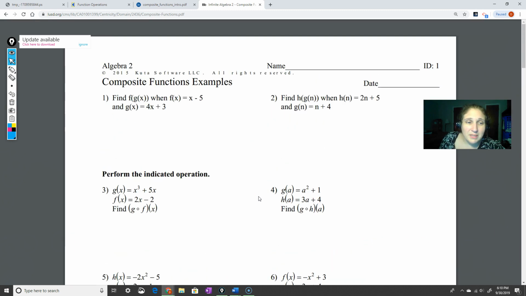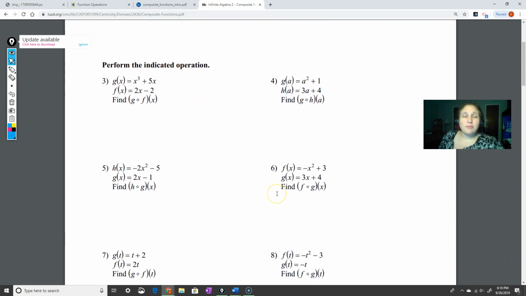Now, sometimes you need to perform the operation first before you can keep going. So let's take a look at what that would mean. Here, it's super cut and dry. G of f of x. So that means I'm going to take f, and f is going to go inside g. So first, I have to figure out what f is. Well, how do I figure it out? I use that letter. So here, this is the same thing as saying 2x minus 2. And that is going to go in every time I see the x.